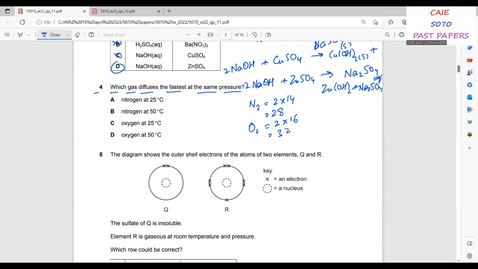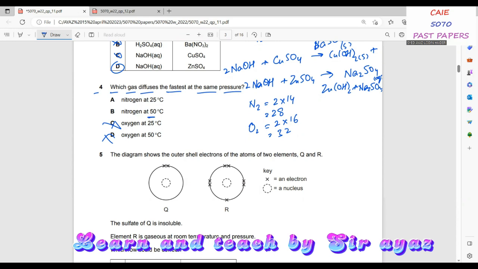In the question they are saying the gas diffusing at the faster rate. So automatically the choices of oxygen will be omitted. So we can have either A as the correct answer or B. You see in B, they mentioned high temperature. At high temperature, the rate of diffusion increases. So B will be the right answer for question number 4.